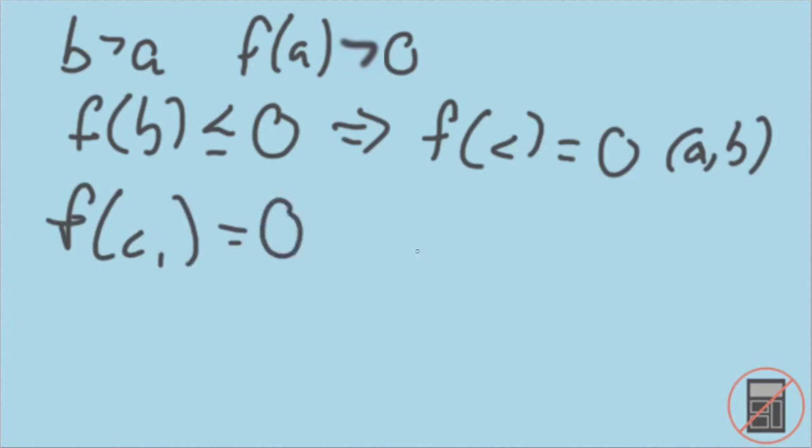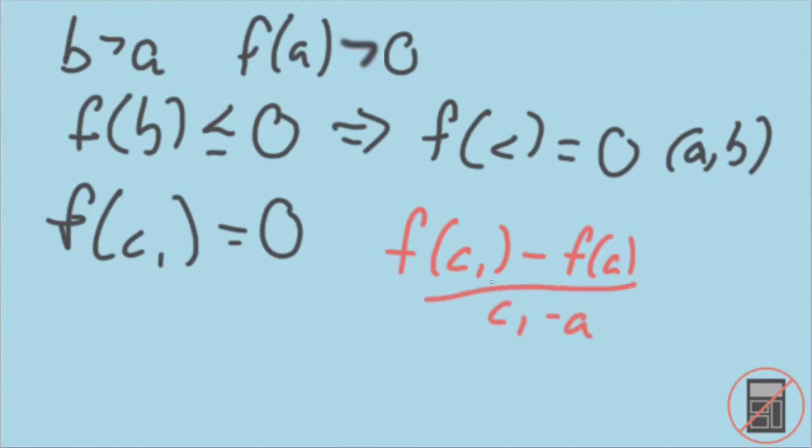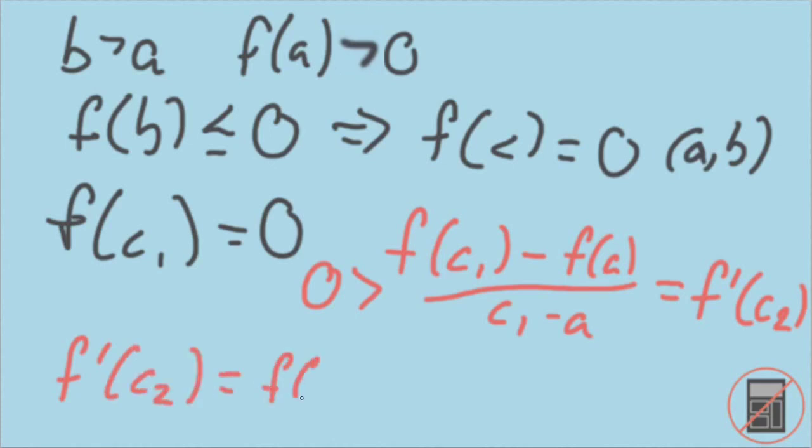So, if we have this, we can use the mean value theorem on a and c1. We have f of c1 minus f of a over c1 minus a, being the slope between c1 and a. And this has to be equal to the derivative at some value c2. However, since c1 is less than a, this is going to be a negative number. So, since f prime of c2 is equal to f of c2, we have something else less than 0, and so we're going to be able to find c3 with f of c3 equals 0.